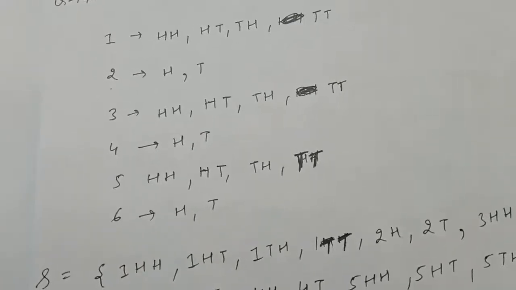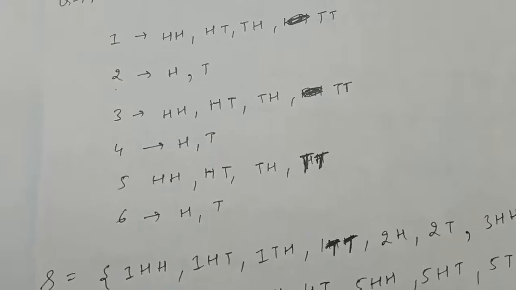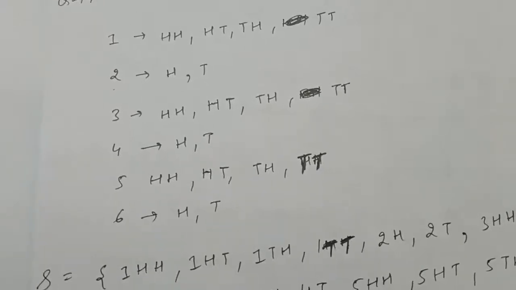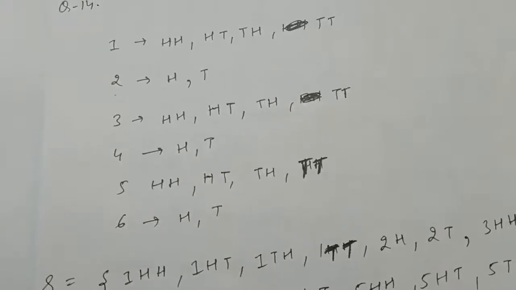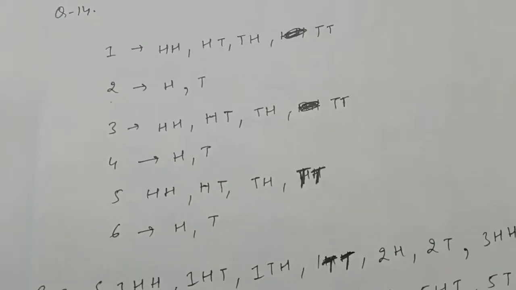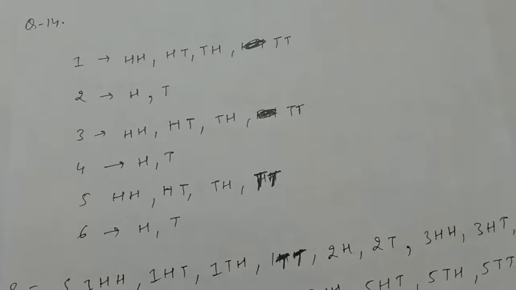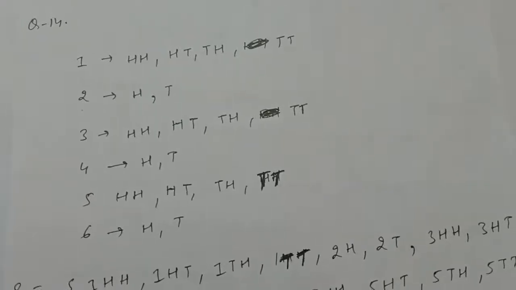Now question number 14 is: an experiment consists of rolling a die and then tossing a coin once if the number on the die is even. If the number on the die is odd, the coin is tossed twice. Write down the sample space. So roll a die. The outcome can be 1, 2, 3, 4, 5, 6, right? Now they have said if an odd number appears, then you have to toss the coin twice.